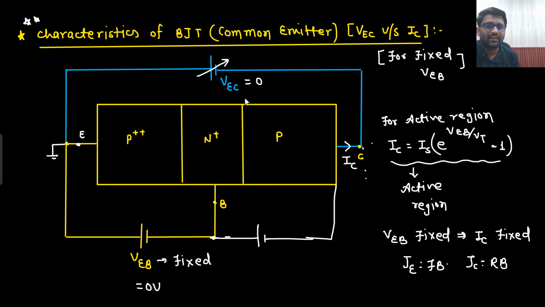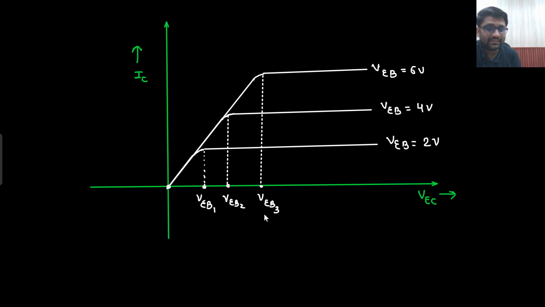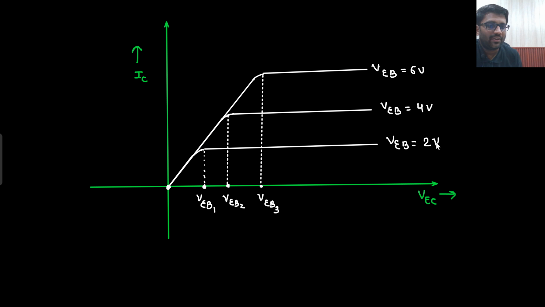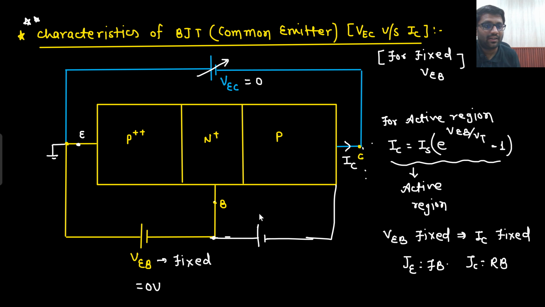So can you imagine the circuit? 0 volt here, 0 volt here, 0 volt here, everywhere everything is 0. BJT is in equilibrium. 0 bias you have applied. That means this time actual current would be 0 only. Previously, in all the scenarios that we discussed, when VB equals 2 volt, 4 volt, 6 volt, at VEC equals 0, you are saying that current is 0, but what I said, current is not actually 0, because of the forward bias, some current would be there.